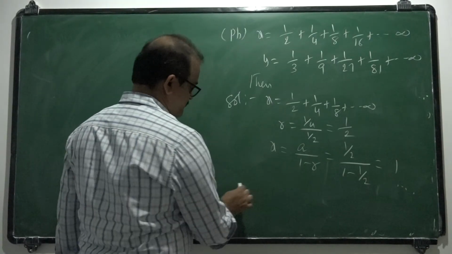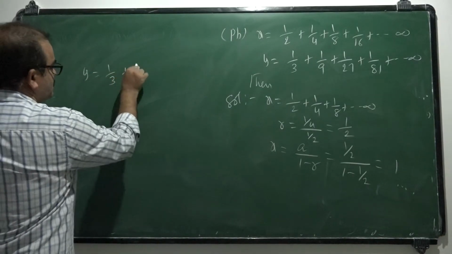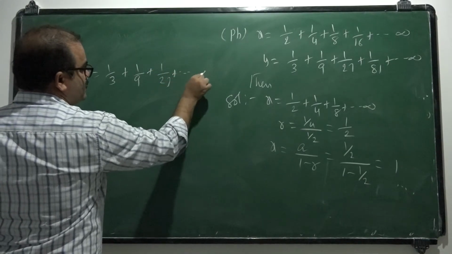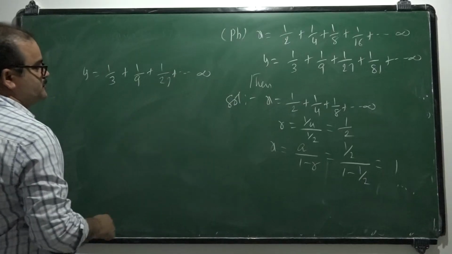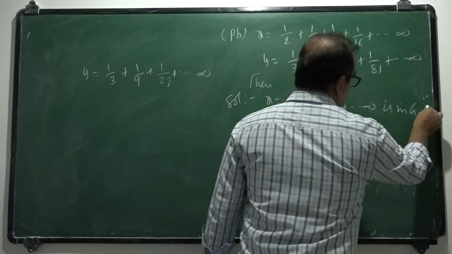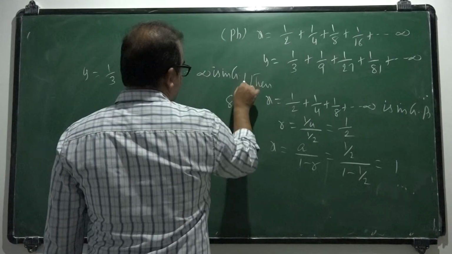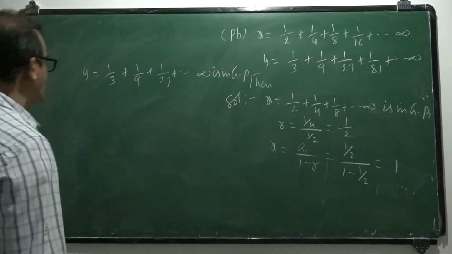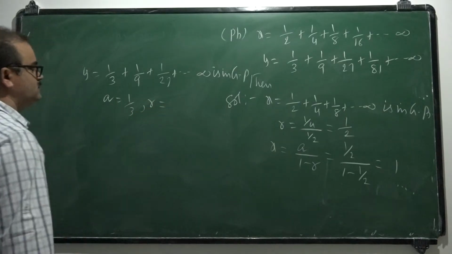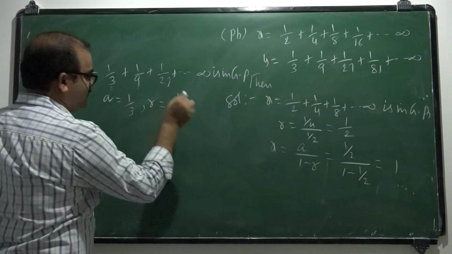What is y? Y is equal to 1 by 3 plus 1 by 9 plus 1 by 27 plus so on infinity. This is also in GP. Write here, it is in geometric progression. What is a? First term, 1 by 3. What is the ratio? Common ratio, 1 by 9 by 1 by 3. That is 1 by 3.